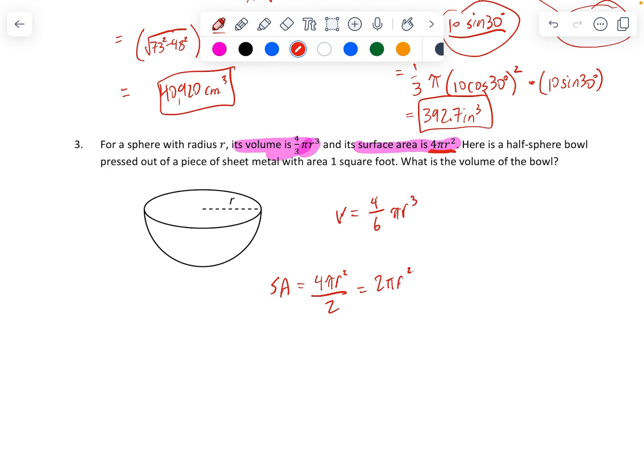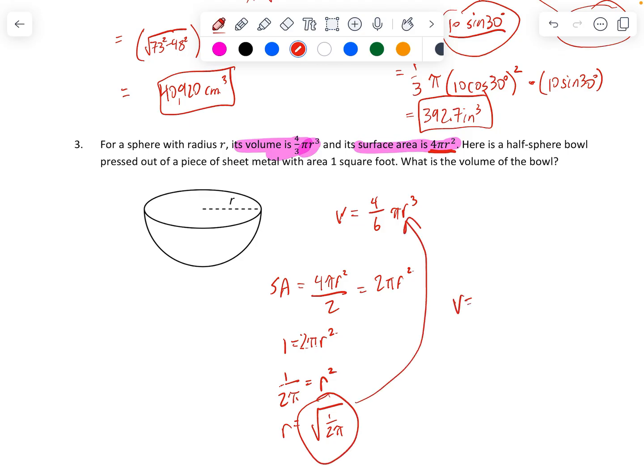If we know that that area is 1, then that means that 1 is equal to 2 pi r squared. So that means that 1 over 2 pi equals r squared. So r will be the square root of 1 over 2 pi. Now what we need to do is we need to plug that in here. So volume is 4 over 6 pi, and then we have the square root of 1 over 2 pi to the power of 3. And when you do that, you're going to get an answer of 0.133 feet cubed.